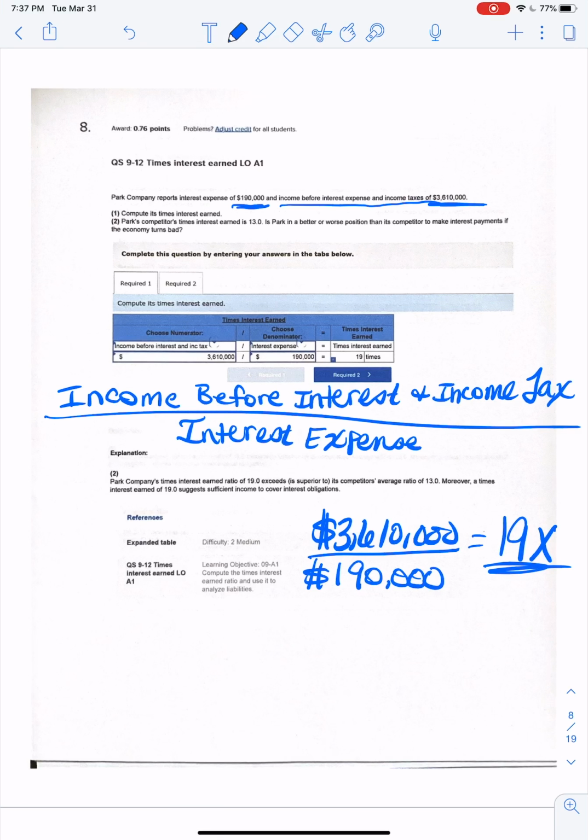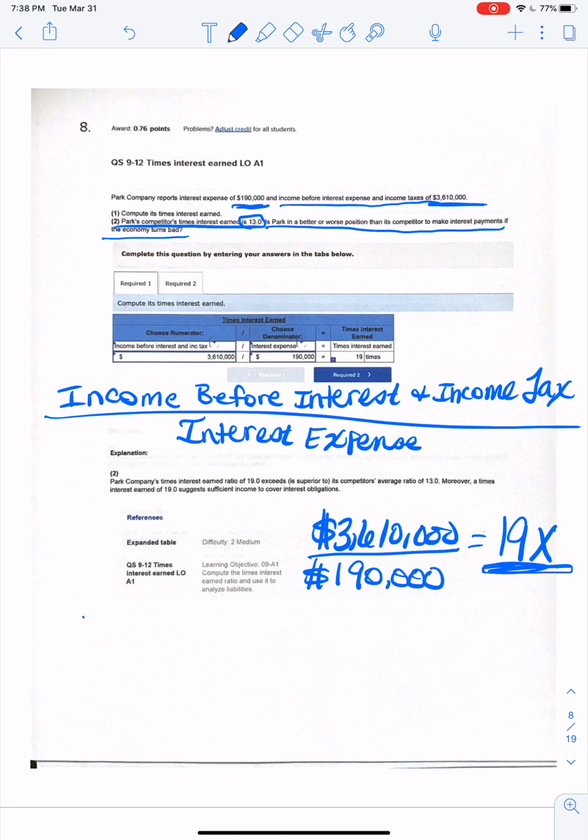You say, well, 19 times seems like a lot. But the answer here is really, it depends. Well, we don't know if this is a good times interest earned ratio or not until we can compare it to the industry. And thankfully, that's what they have us do in part 2. It says Park's competitor's times interest earned is 13.0. Is Park in a better or worse position than its competitor to make interest payments if the economy turns bad?